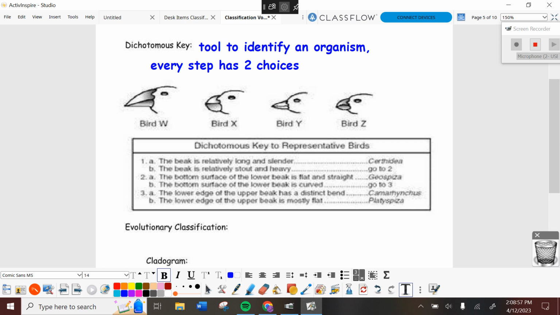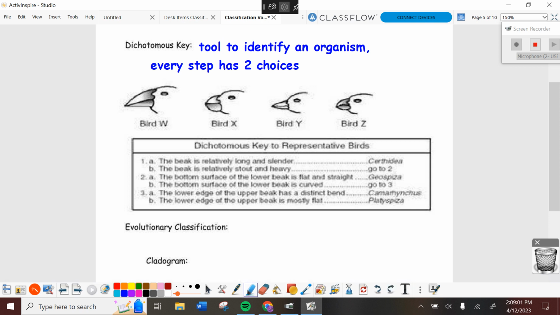2A says the bottom surface of the lower beak is flat and straight, or is the bottom surface of the lower beak curved? Is it flat and straight, or is it curved? Flat and straight. So apparently, bird W is this Geospiza thing. I've identified it. Okay? Let's try another one.